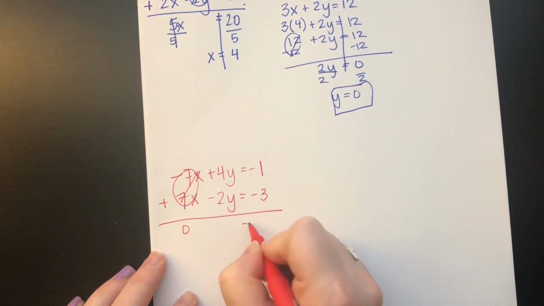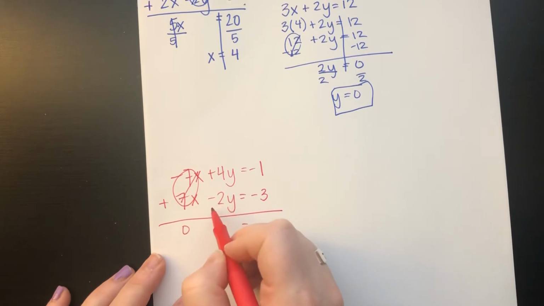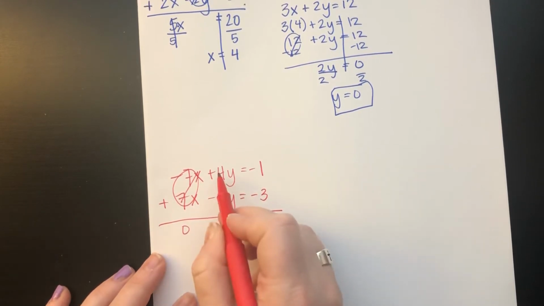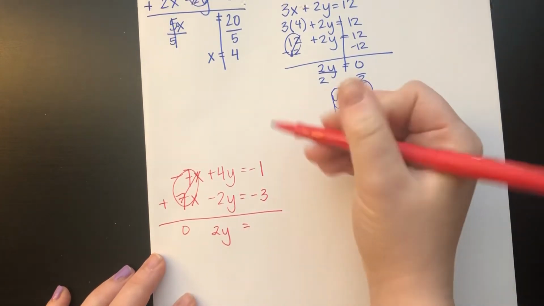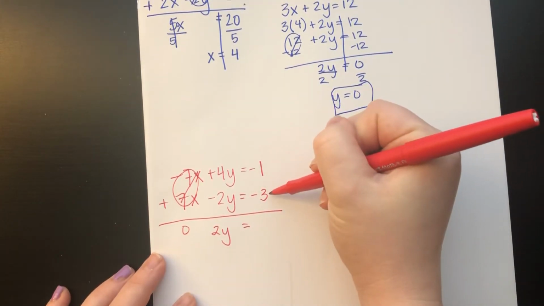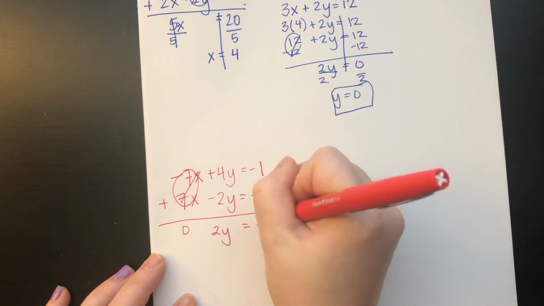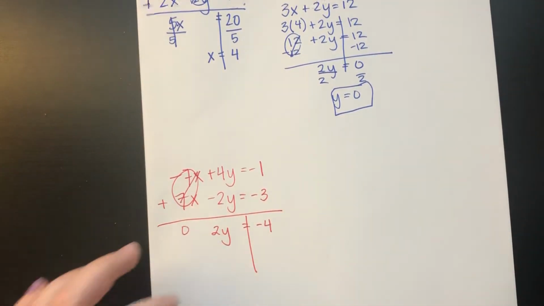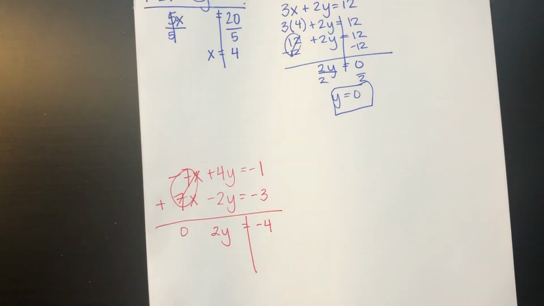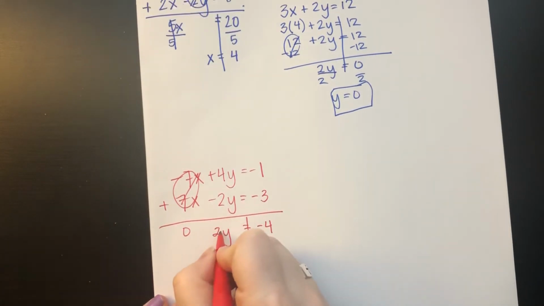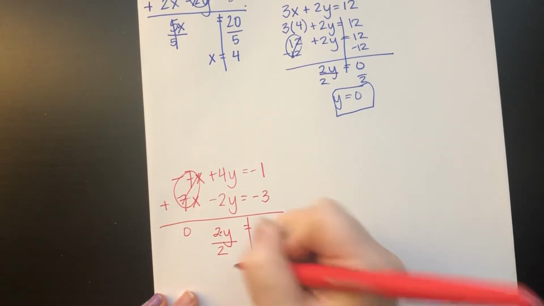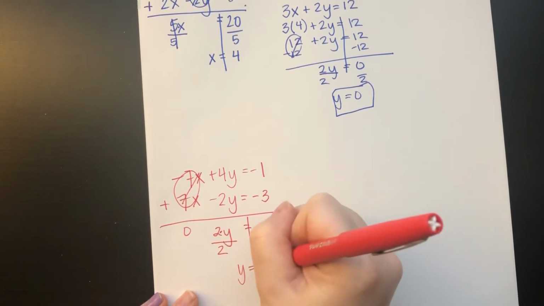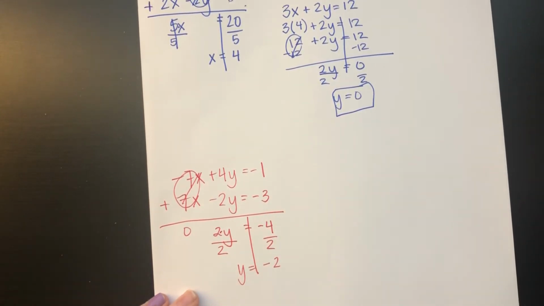So then I'm going to just add up the rest of this. We have 4y plus negative 2y, which is just 4 minus 2y, which gives us 2y. And then I have negative 1 plus negative 3. That's getting more negative, so that's going to be negative 4. So I'm going to draw my line. I notice this 2 is being held by multiplication. The opposite of multiplication is division. So we have y equals negative 2. Negative 4 divided by positive 2 is negative 2.